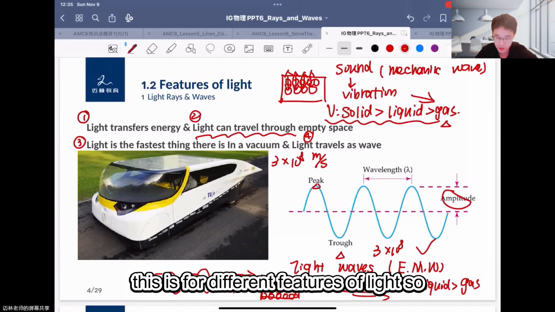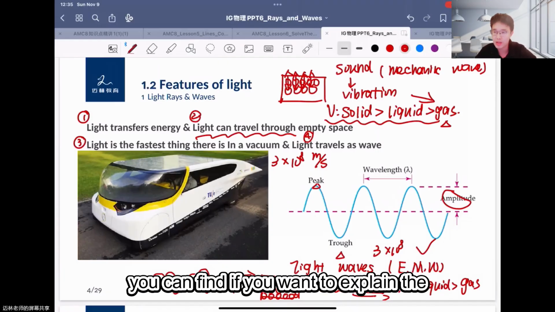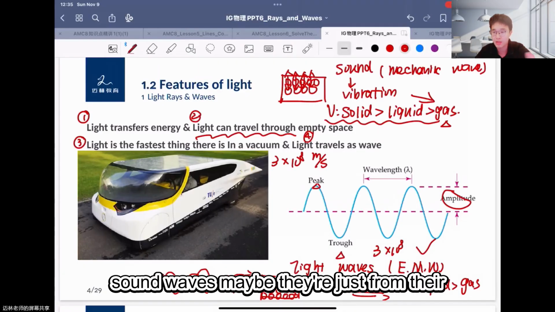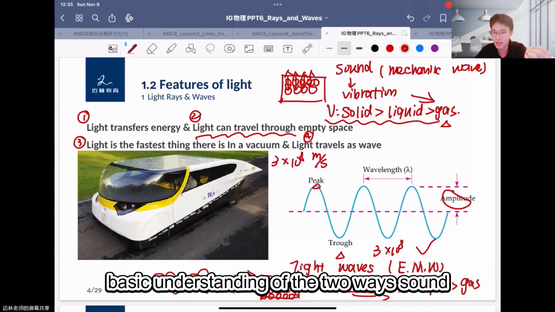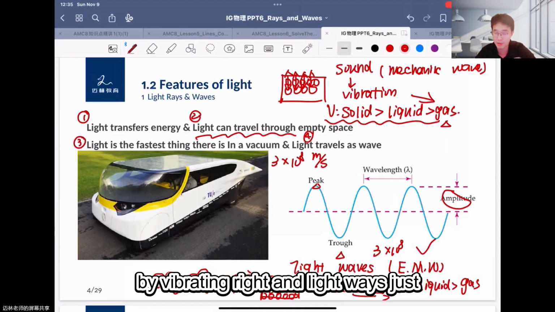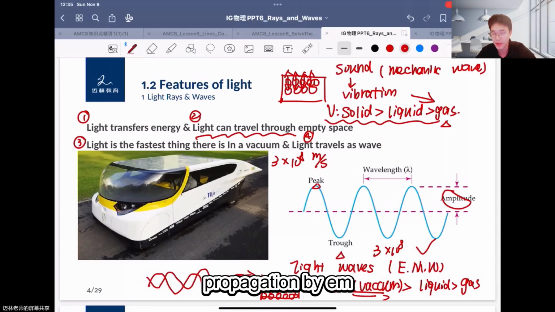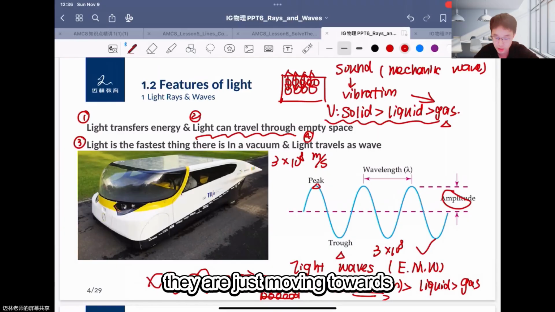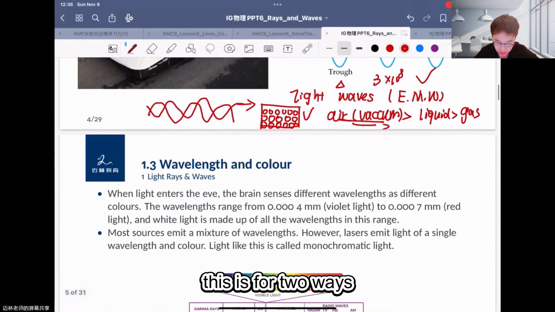Okay, so this is for the different features of light. If you want to explain the difference between light waves and sound waves, you can start from the basic understanding of the two waves. Sound waves propagate by vibrating to transmit the waves, right? And light waves propagate as EM waves, which become a spiral, right? And they just move forward, okay? This is for the two waves.